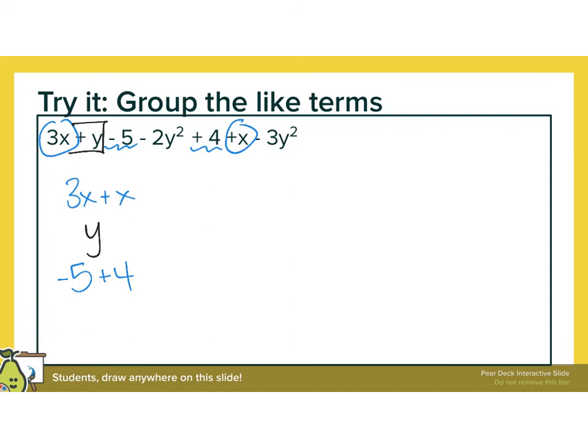And I have a y squared and a negative 3y squared. So negative 2y squared and negative 3y squared. These are all my like terms. I have 4 different groups of things that I can combine. They didn't ask me to combine them, so I'm not going to. Just do what they ask you to do. So 3x and x, just the y by itself, negative 5 and 4, negative 2y squared, and negative 3y squared. Those are all of the like terms here.